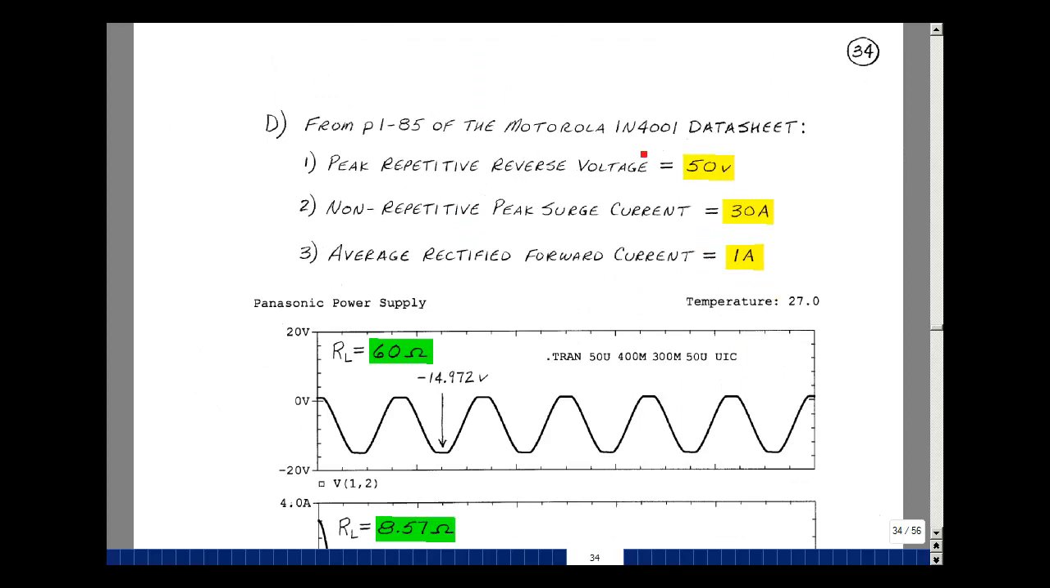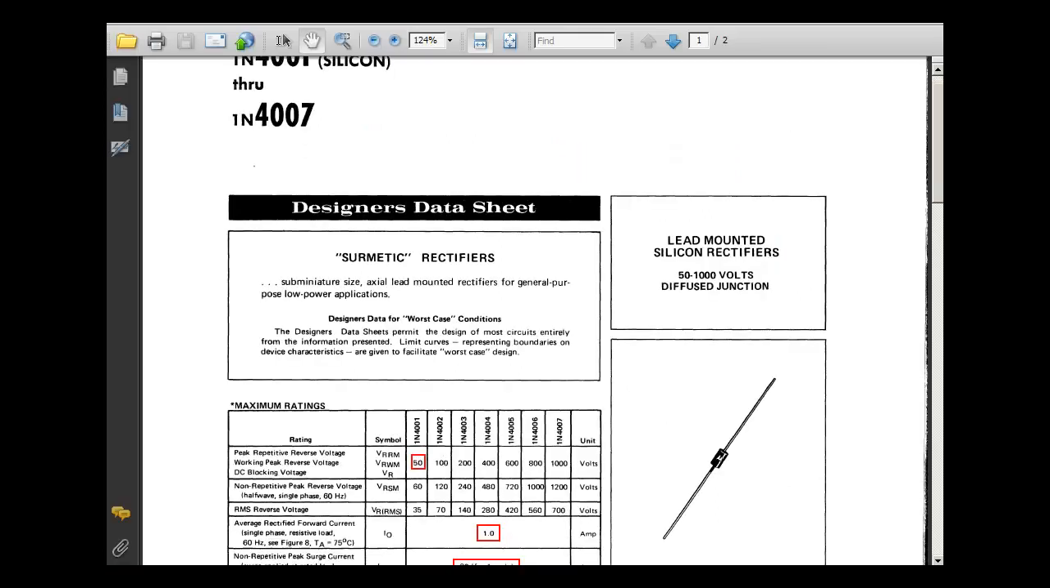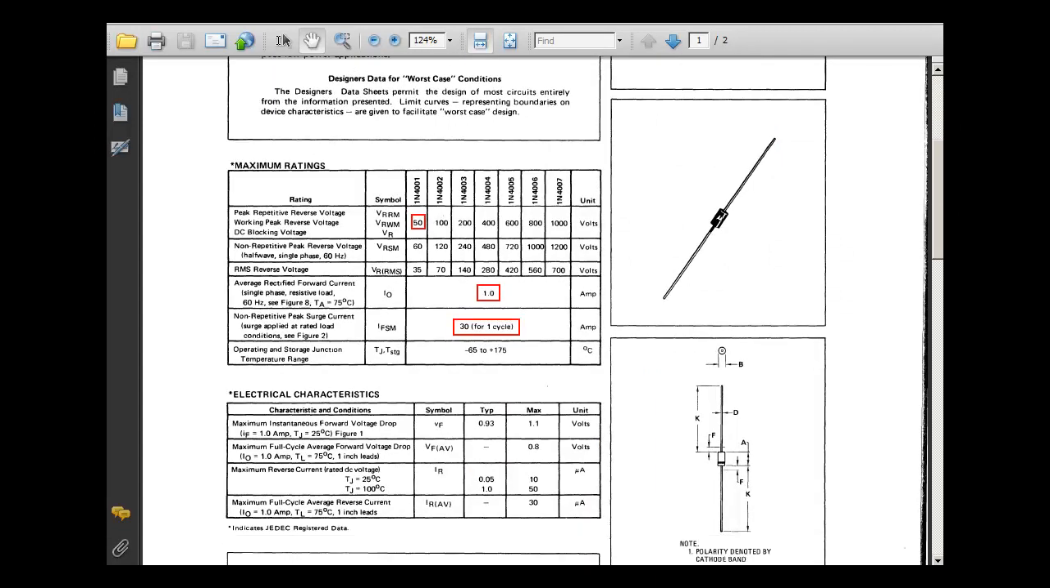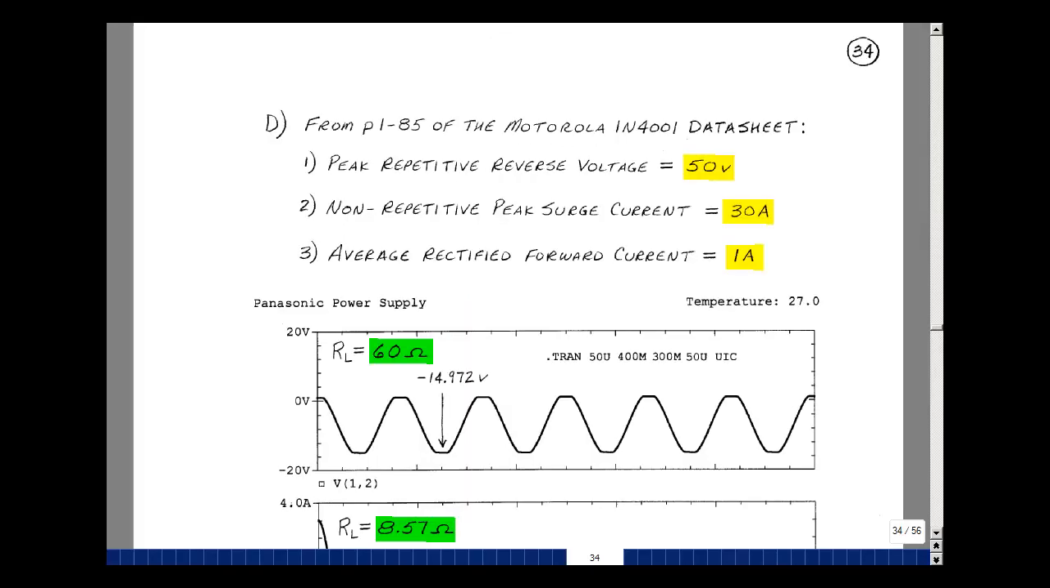Let's look up the 1N4001 datasheet in that reference at the beginning of the supplemental problem. Take a look at page 1-85. It's shown here. I marked in the maximum ratings the following. This is the peak repetitive reverse voltage. So the most I can have across it is 50 volts, negative. Then the average rectified forward current, 1 amp. And then the non-repetitive surge current is 30 amps for 1 cycle. Let's go back and take those numbers into our results. Those are the 3 things I have here.